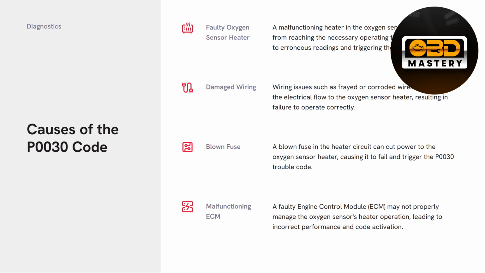Next up is going to be a blown fuse. A blown fuse in the heater circuit can cut power to the oxygen sensor heater, causing it to fail and trigger the P0030 trouble code. A malfunctioning ECM is also another one on this list. However, it's pretty rare that it happens, but it's never zero. A faulty ECM may not properly manage the oxygen sensor's heater operation, leading to incorrect performance and code activation.